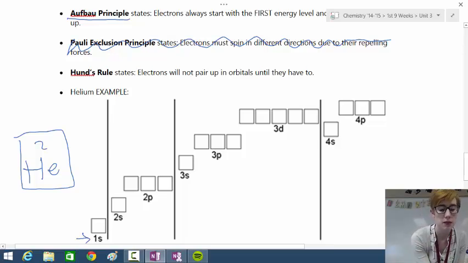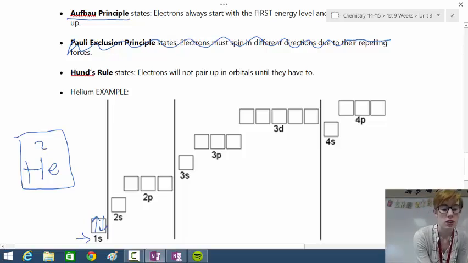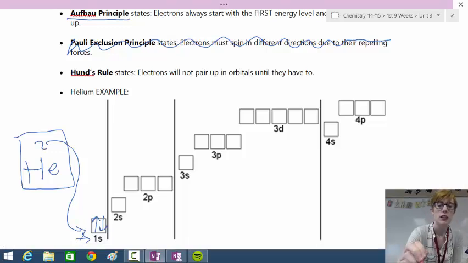But if we did helium, the first electron we draw with an upward arrow, and the second electron we show with the downward arrow. The reason we do that is just to show that electrons are going to try and spin in different directions. So the first 2 electrons, which are the only 2 electrons in helium, are going to go on the first energy level. Let's do another example.